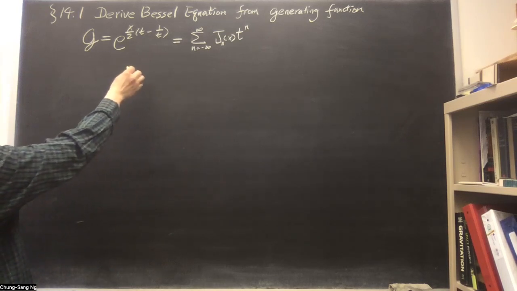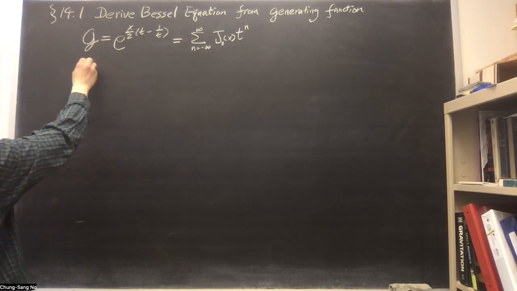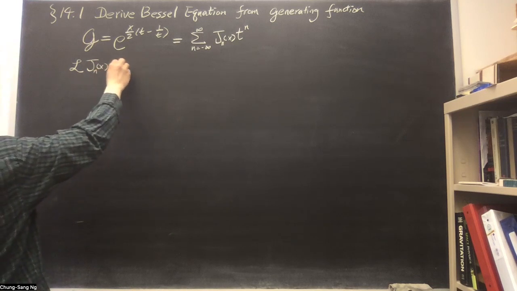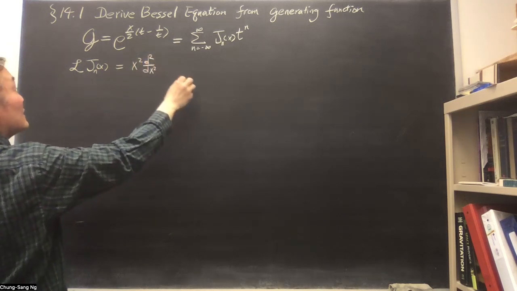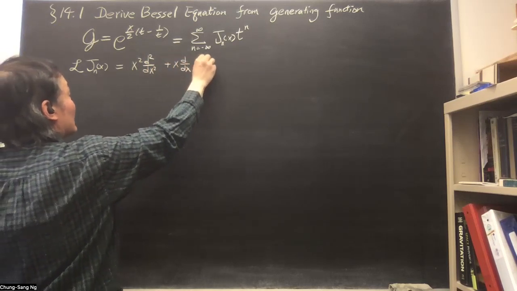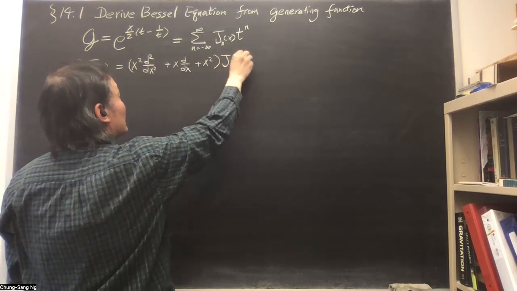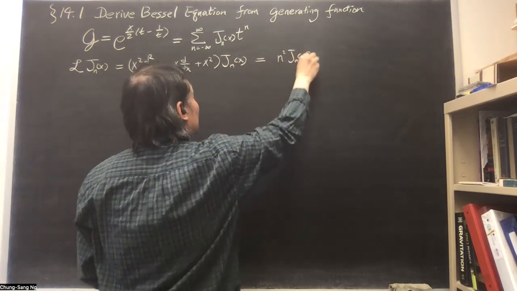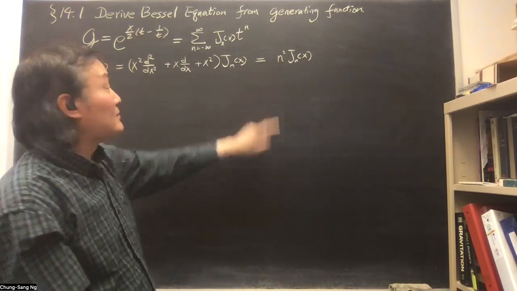So the Bessel equation, we'll write that Bessel equation in this form. The operator L on J_n(x) is x squared d squared/dx squared plus x d/dx plus x squared. So basically, this operator L on J_n(x) will give you n squared J_n. Okay, we'll try to show that these functions satisfy this equation.